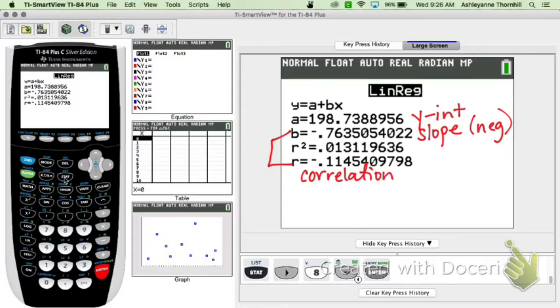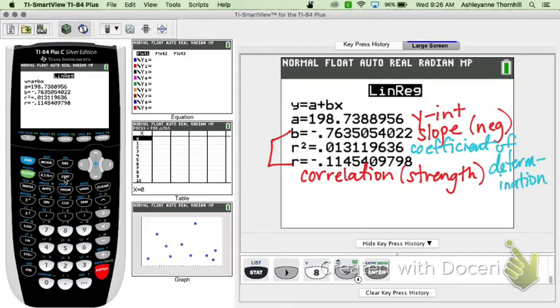The same sign, r and r squared? No, not r squared. B and r. My slope and my correlation should be the same sign. Correlation tells me the strength, how strong the correlation is. And r squared is called the coefficient of determination, which we will talk about in a minute.